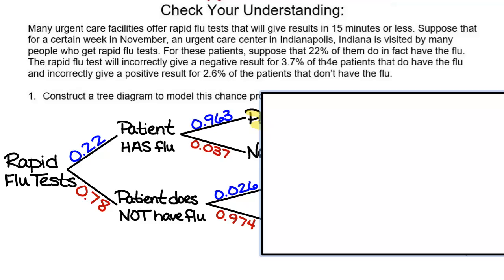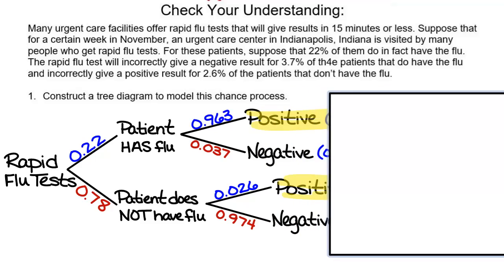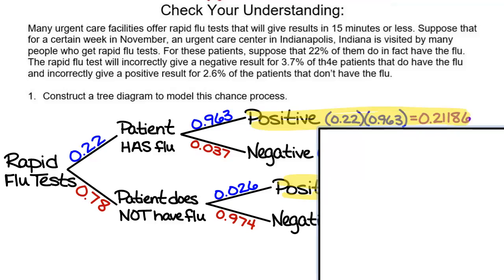So then we can calculate our intersections. Up here is the probability that the patient has the flu and tested positive. How would I calculate the probability that the patient has the flu and tested positive? So this is positive given flu. How do I calculate the and, the intersection? Multiply. We're going to take 0.22. We're going to multiply it by 0.963. And that would give us 0.21186.